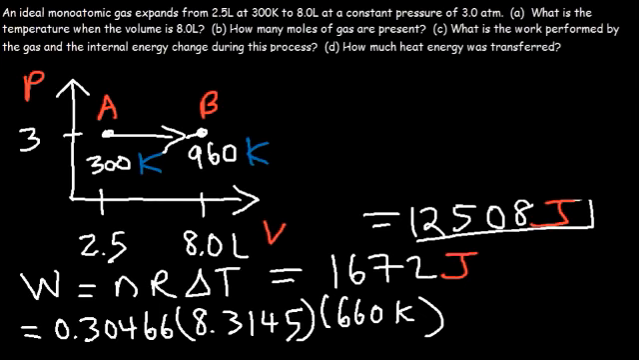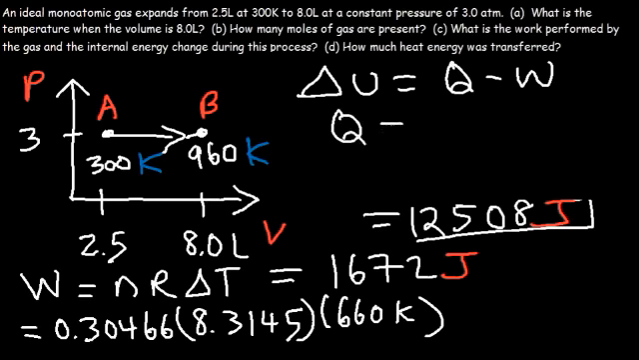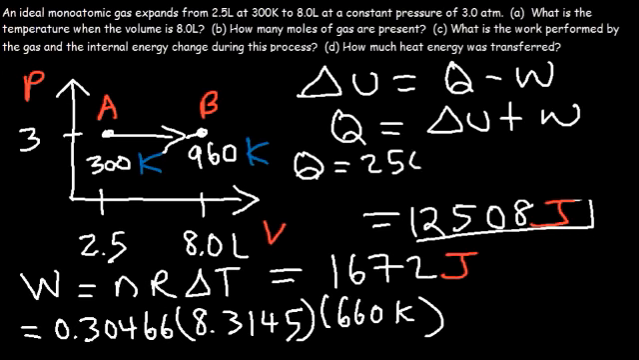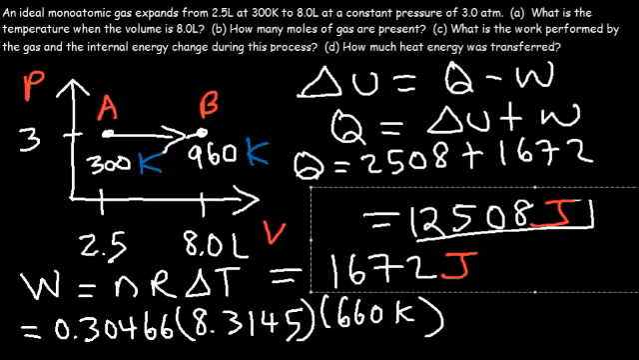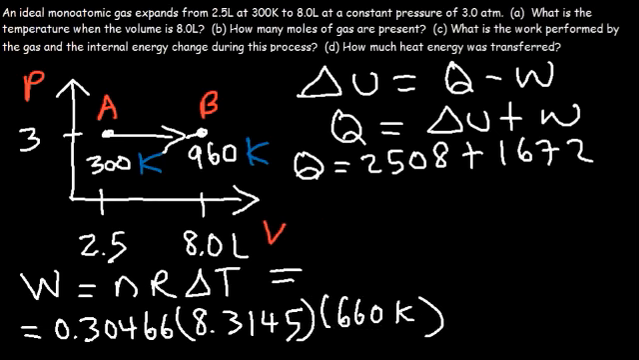One equation that we can use is the equation associated with the first law of thermodynamics. Delta U is equal to Q minus W. Therefore, Q is delta U plus W, since we have those two values. Delta U is 2,508 and W is 1672. So therefore, the amount of heat transferred is about 4,180 joules.